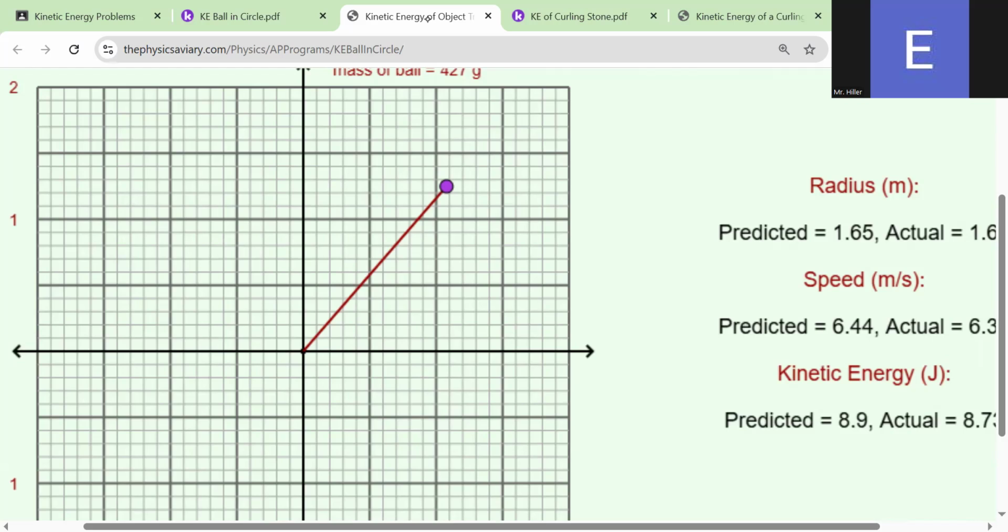But once you find the velocity, it's a pretty easy kinetic energy calculation: 1/2 times the mass times the velocity squared. All right, hopefully you got question number 1 right. If so, on to question 2.